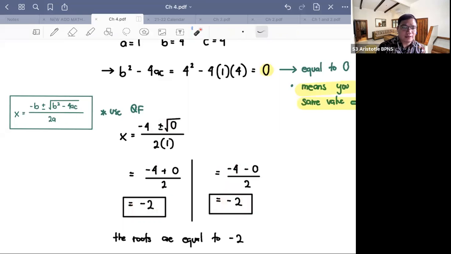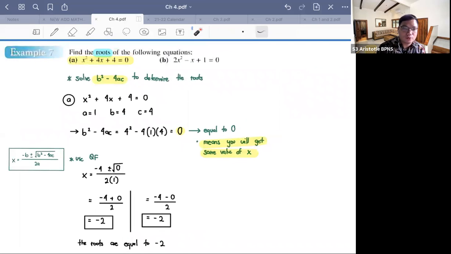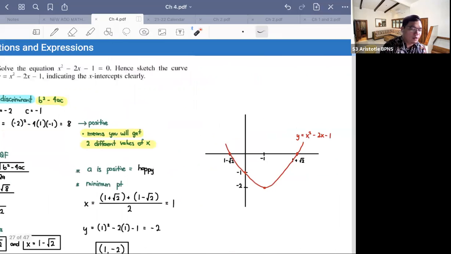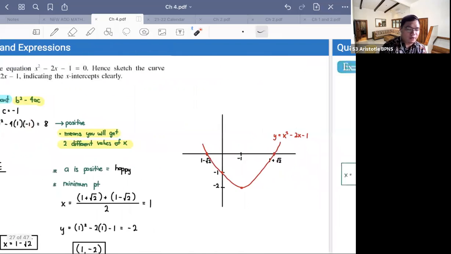So basically, class, we have only one answer here, which is negative 2, and that is the root of this equation. You can just write here, x is equal to negative 2. You can just write it as 1 because they're just the same. So that's what it means when your discriminant is equal to 0. If your b squared minus 4ac is equal to 0, again, a while ago it was positive, and for this one, it is 0.